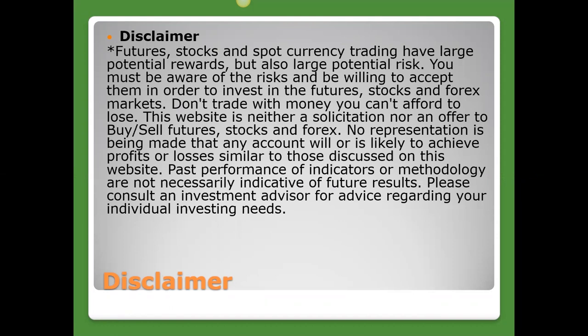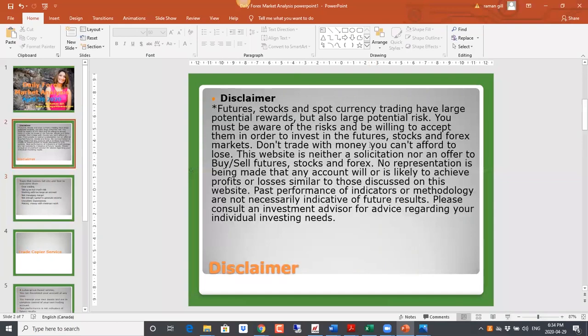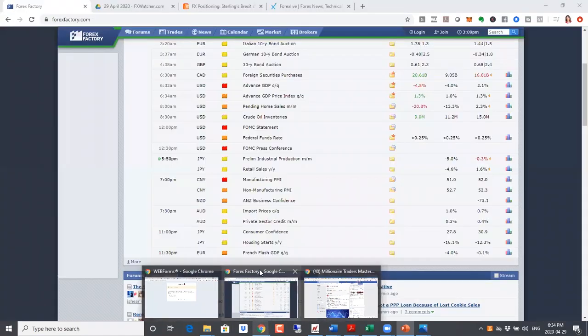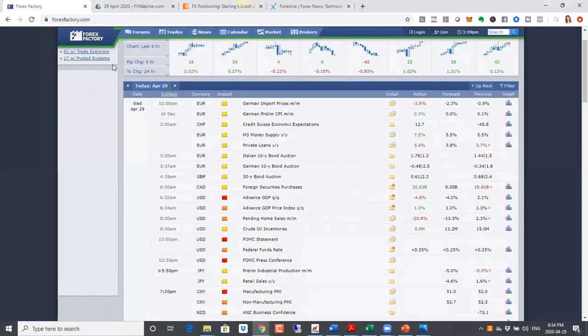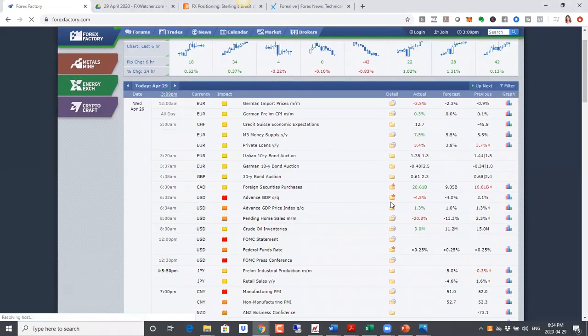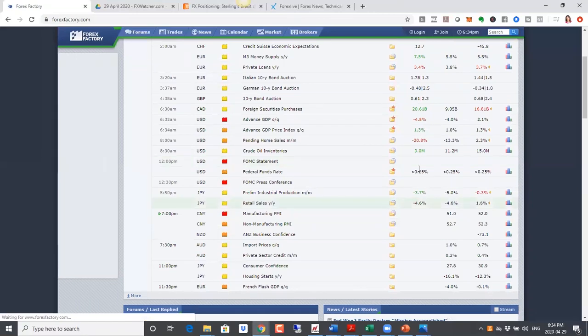All right, so as usual, we'll start off by taking a look at our calendar here. In terms of the data that's coming up, a couple of things. First of all, the data that came out of the US today was mixed. We saw that the advanced GDP numbers were considerably lower than what was expected. So this was negative for the US dollar. We have seen the US dollar drop today as a result of this.